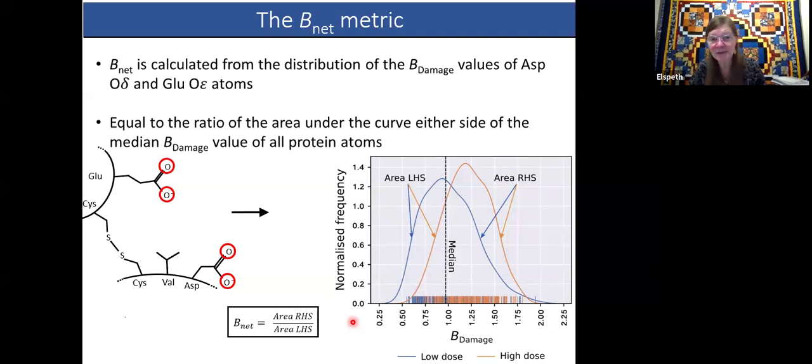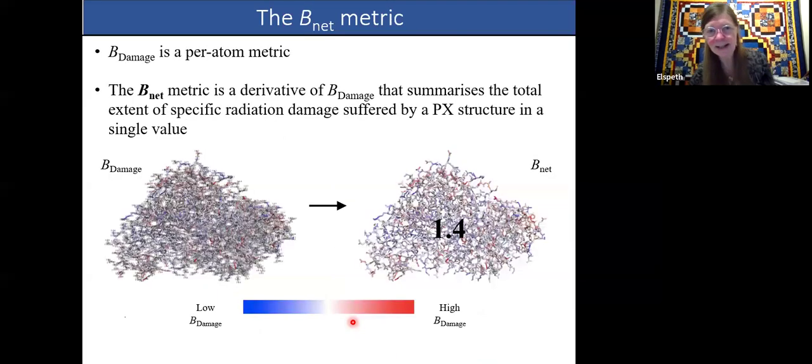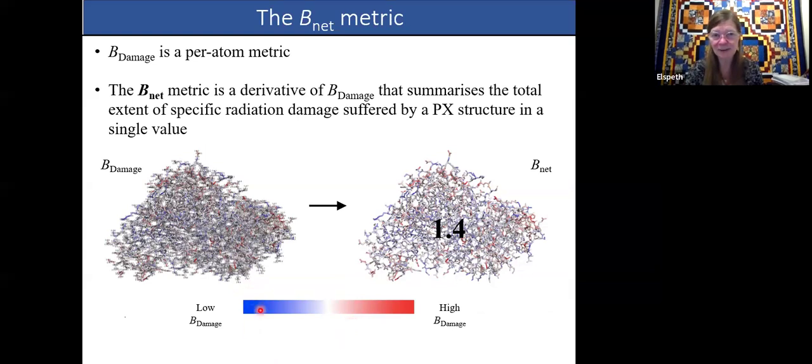We tested it on the 30 different radiation damage series in the Protein Data Bank. And this metric we call Bnet. And here is an example where B damage is low, blue, and then up to red, and you can see there's some red bits on here, but this has come out with an index of 1.4. So is that a good or a bad index?